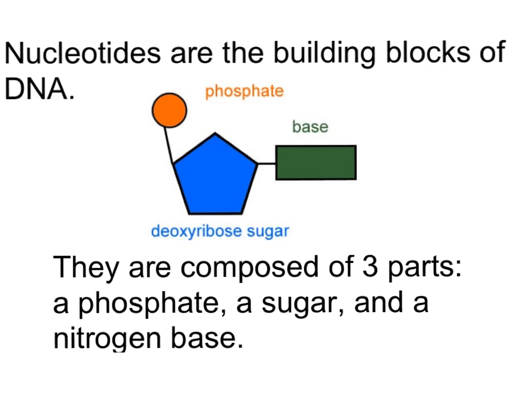However, the nitrogen base can be one of 4 different bases, such as adenine, guanine, cytosine, or thymine. It's the nitrogen base that identifies the nucleotide. The nucleotides string together to form the 2 sides of the DNA and connect across the molecule as well.